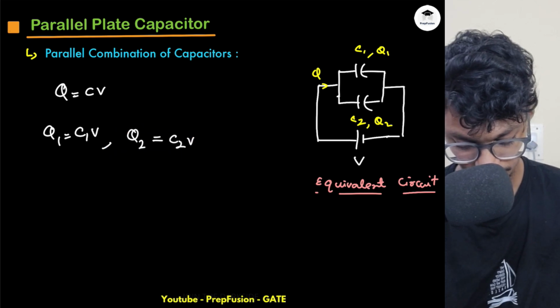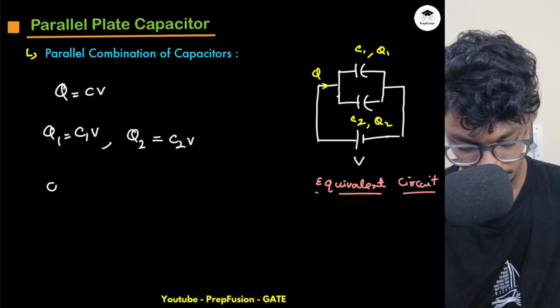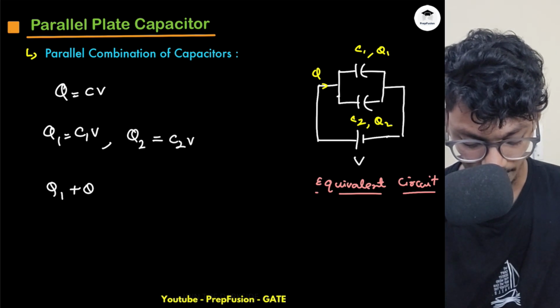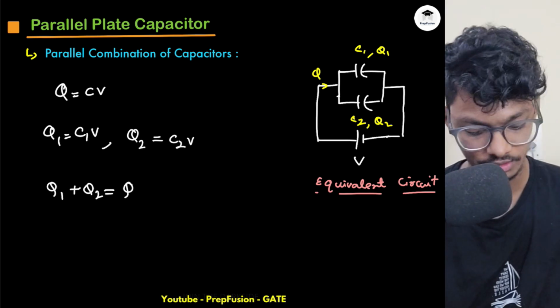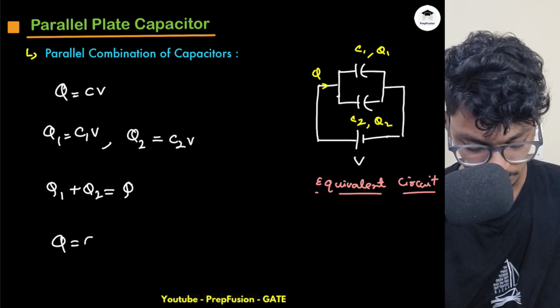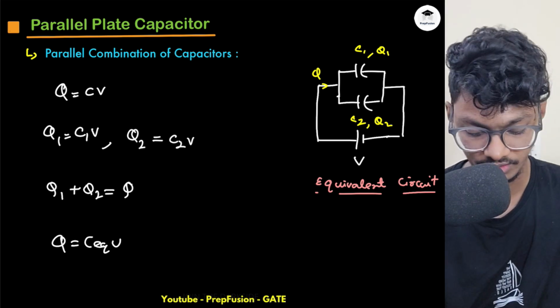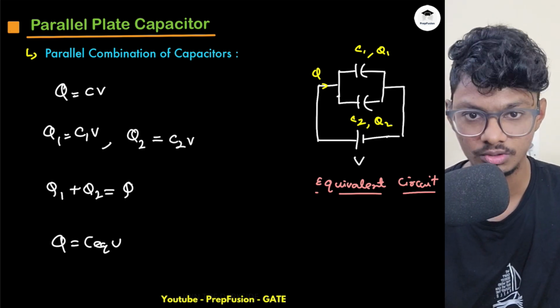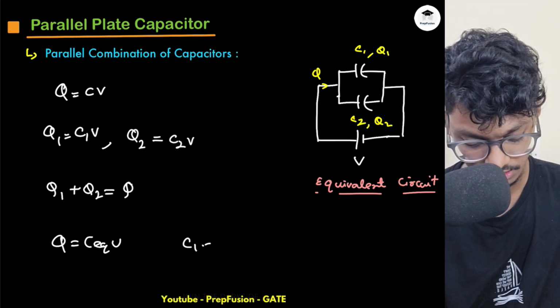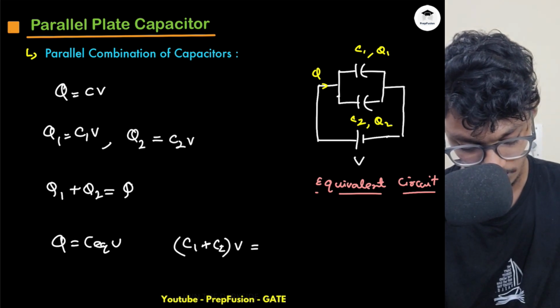So this is the case. My Q1, what can I say? Another equation I know: Q1 plus Q2 equals Q, capital Q. So what will be the C equivalent? I know Q equals C equivalent into V. So what is Q? Q is Q1 plus Q2. And what is Q1 plus Q2? Q1 plus Q2 is C1 V plus C2 V. So (C1 plus C2) V equals C equivalent into V.